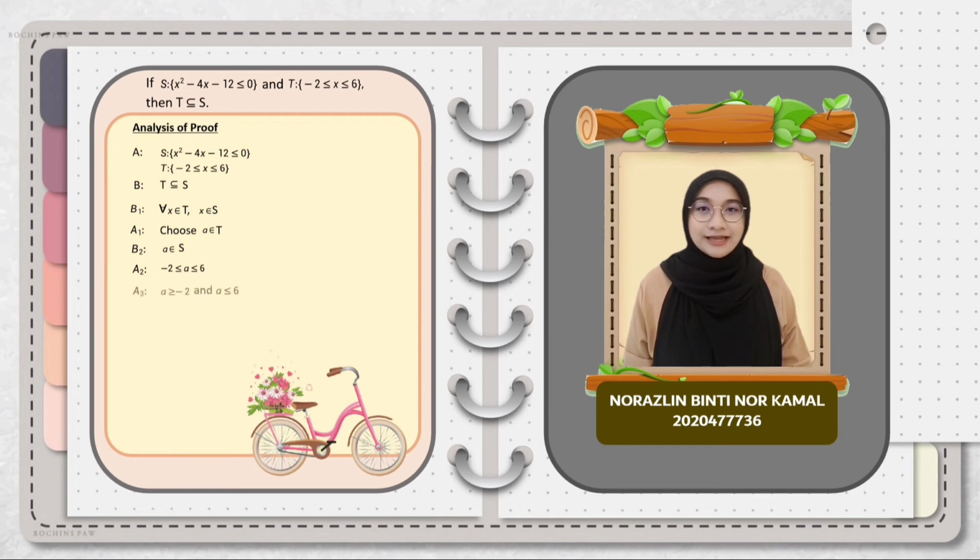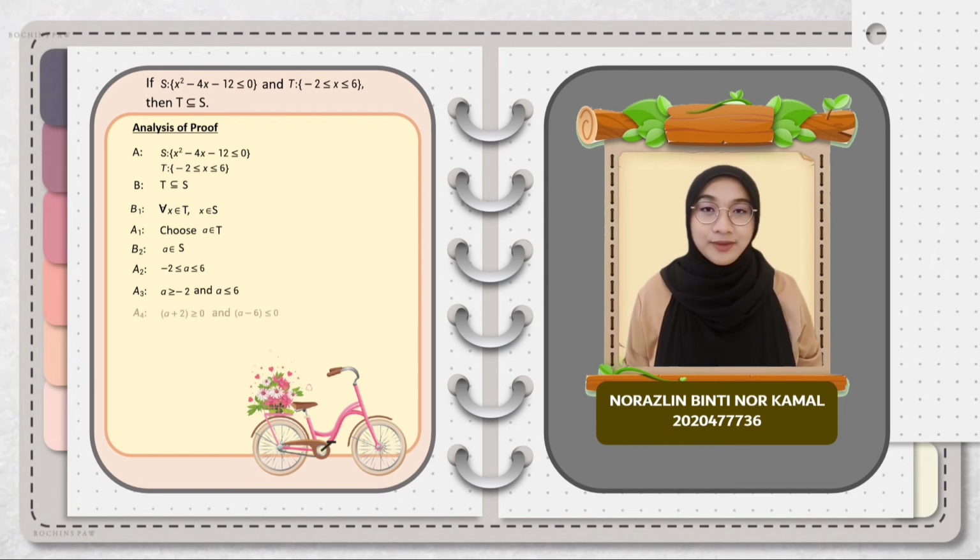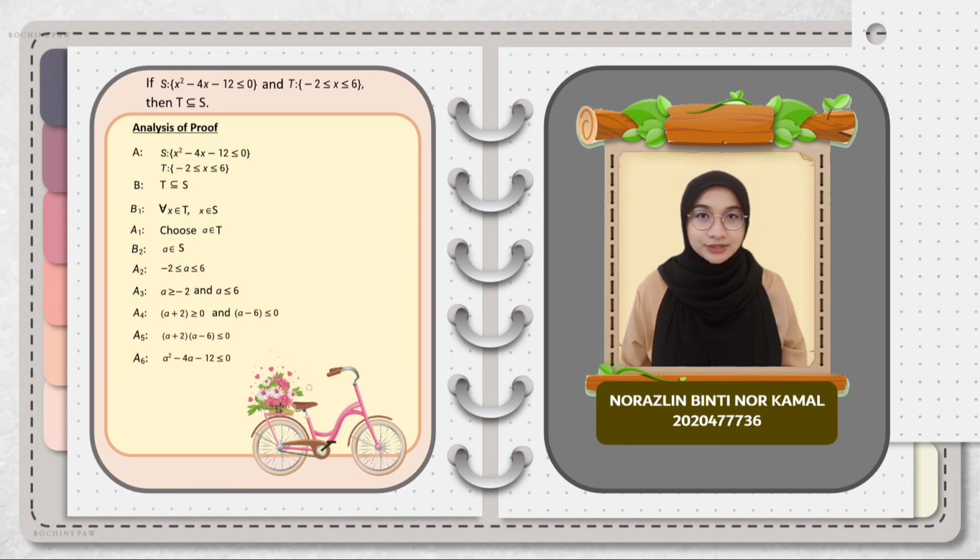A3 from A2 means that a is greater than or equal to negative 2 and a is less than or equal to 6. A4 from A3 we can bring it into the left hand side. A5 because of the word and we can use multiplication. Means that positive times negative we will get a negative value, which is less than or equal to 0. A6 expand A5, A7, a element of S.